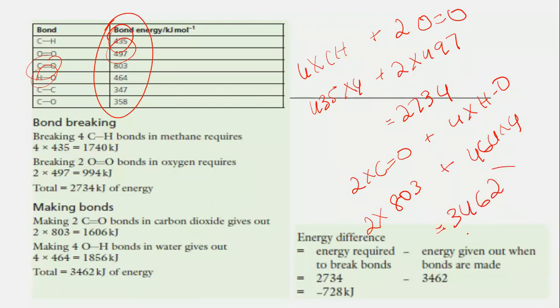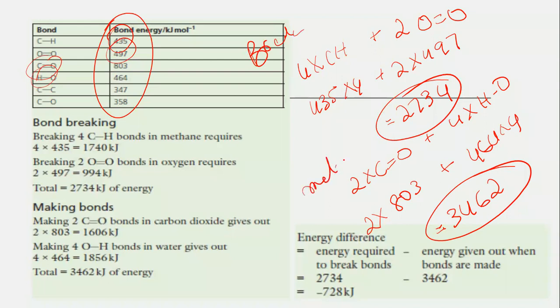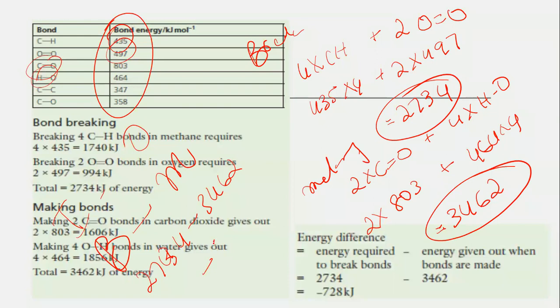So you can clearly see the energy we are getting from making the bonds is greater than the energy to break the bonds. To solve it, you will do breaking minus making. That is how we solve it. So you will do energy to break the bonds minus energy to make the bonds, basically input minus output. So you will do 2734 minus 3462, and you will get your answer as minus 728.